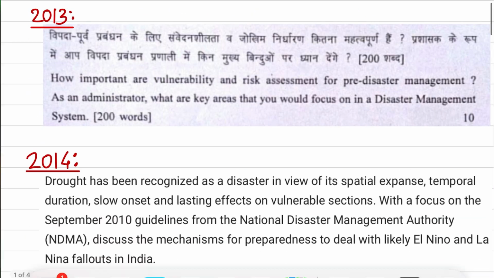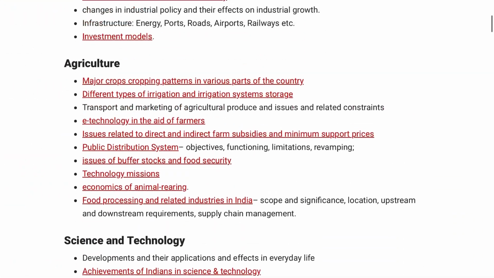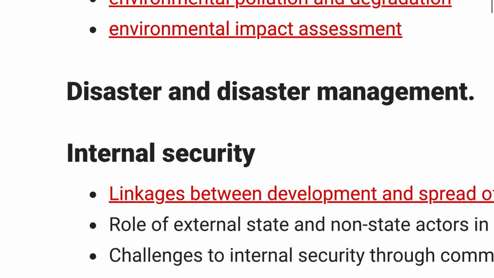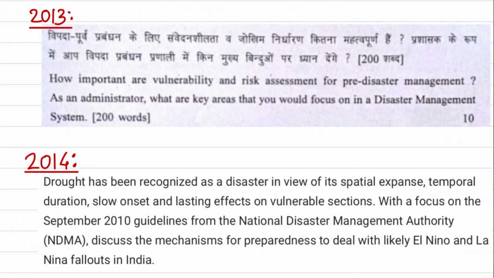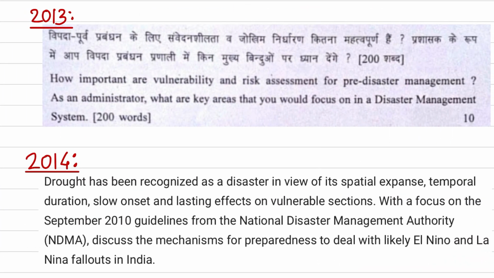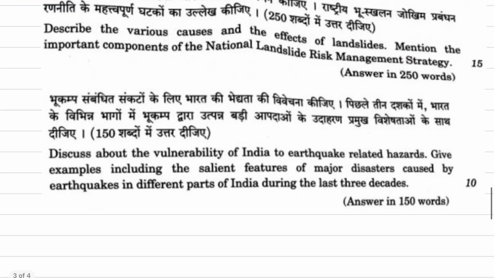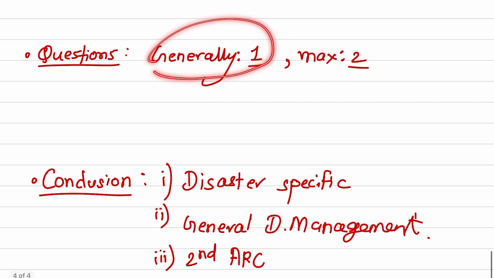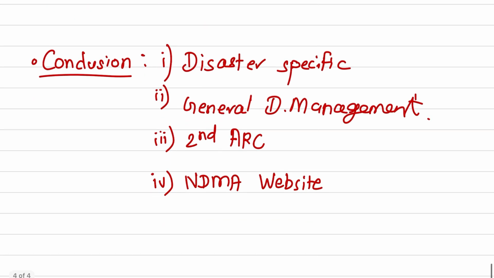Now, I'll take you back to the syllabus. As I have already shown you, the syllabus only mentions disaster and disaster management. It is not defining that you have to learn Sendai framework, Hyogo framework. It does not define that you have to learn disasters specifically and also the general disaster management. We have extracted these topics from the PYQ analysis. So, what do we understand after analyzing these 10 years of PYQs? Generally 1 question is asked and maximum 2 questions will be there. Conclusion would be, there are certain disaster specific questions, and then there are general disaster management questions also.